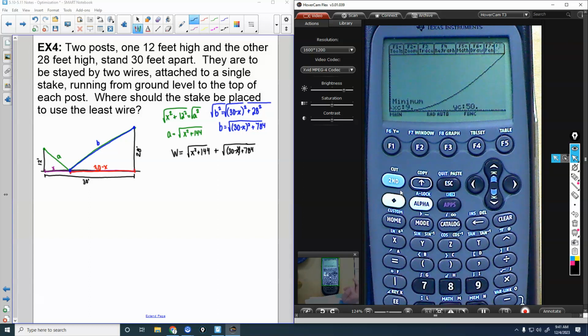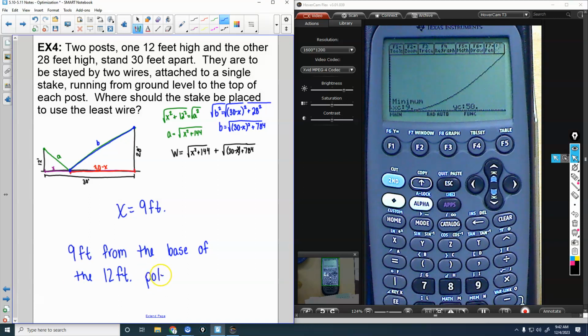And my minimum is at 9.50. So I would have that X will equal 9 feet. So my answer would need to be 9 feet from the base of the 12-foot pole. That will give you your minimum. And the amount of wire used is 50 at that point. That one can be done by hand. You get whole number answers, but it is terrible to do by hand.